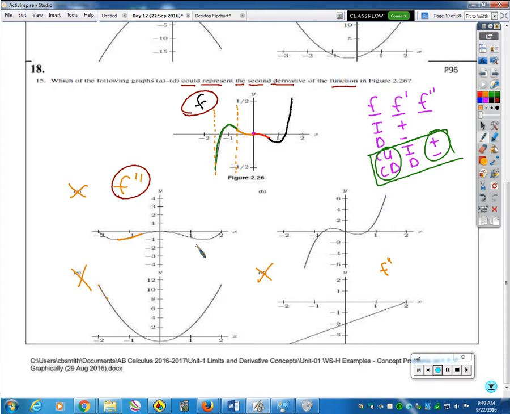Wait, repeat what you just said. So, looking at the graph of f, we notice that the concavity of f is switching. So that tells me that the y coordinates of f double prime must switch as well. But the graph I'm pointing at does not. So A and D are automatically eliminated. Does that make sense? Perfect. And then C is already eliminated.